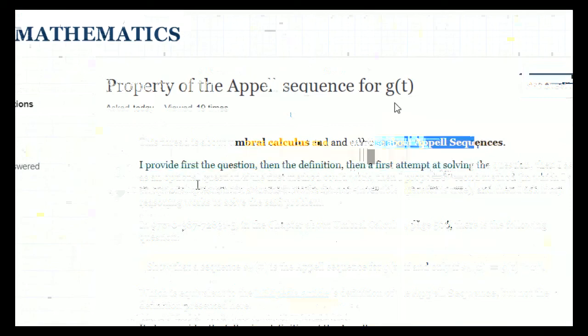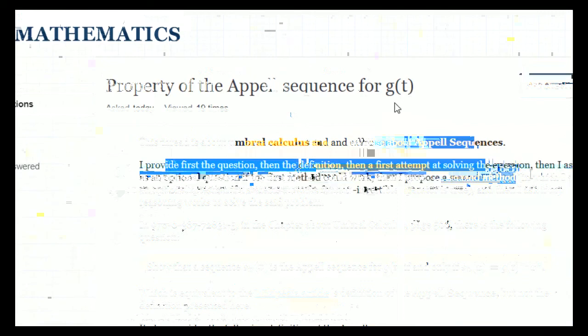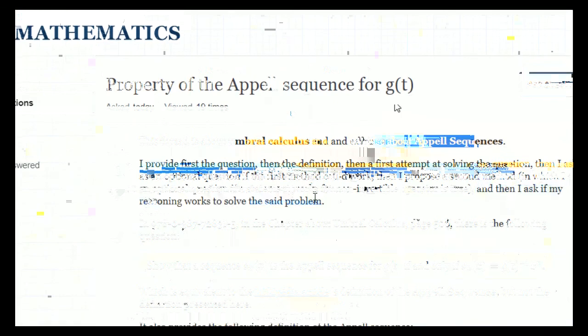I provide first the question, then the definition, then the first attempt at solving the question, then I ask an optional question about whether the first method could work, then I propose a second method, and then I ask if my reasoning works to solve the said problem. So the problem is, in the book mentioned, in the chapter about umbral calculus, page 506, there is the following question.